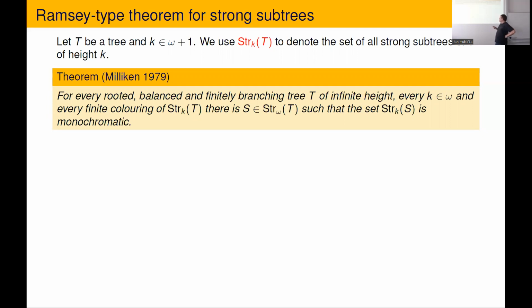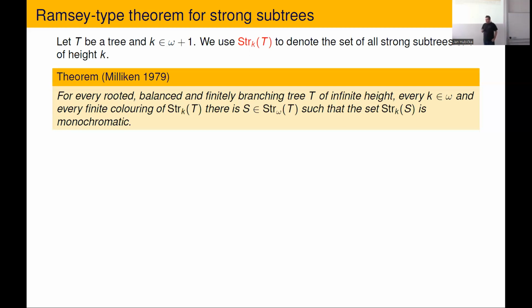Now, this is copying the Ramsey theorem with some extra names. If I have a rooted, balanced, finitely branching tree T of infinite height, and I choose k, which is the height of the trees which I'm coloring, so I have a finite coloring of the strong subtrees of height k, then I'm able to find a strong subtree of infinite height such that it is monochromatic. So every strong subtree inside of that is hitting one specific color.